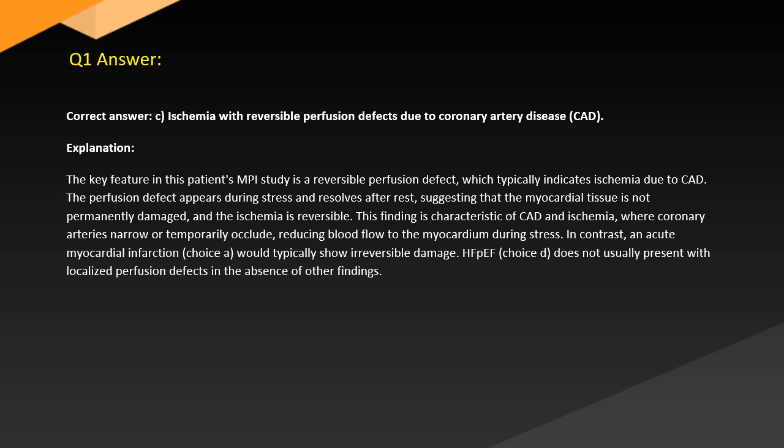This finding is characteristic of CAD and ischemia, where coronary arteries narrow or temporarily occlude, reducing blood flow to the myocardium during stress. In contrast, an acute myocardial infarction, choice A, would typically show irreversible damage. HFpEF, choice D, does not usually present with localized perfusion defects in the absence of other findings.